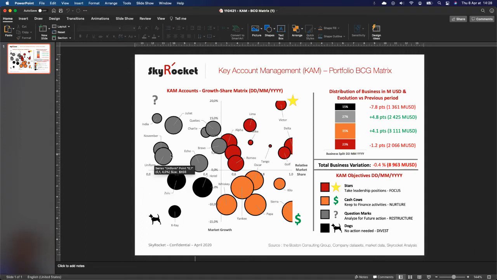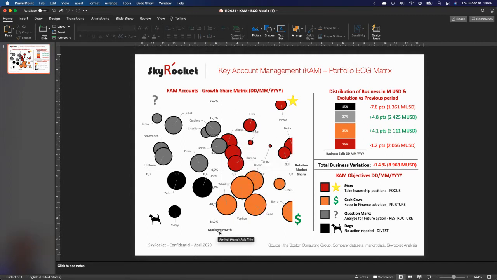There are two axes in the matrix, which you can see on the left here: market growth and relative market share. Relative market share is basically the ratio between the top market share that a competitor has with a client relative to yours. For instance, if a competitor on a given market has, let's say, 30% of the market, and you have 20%, the ratio is 20 over 30, so that's 0.66, which would place it around here.